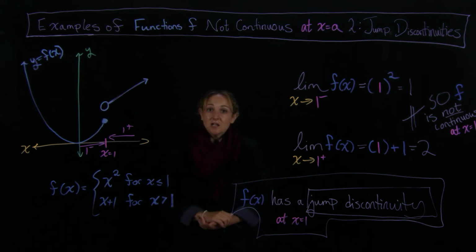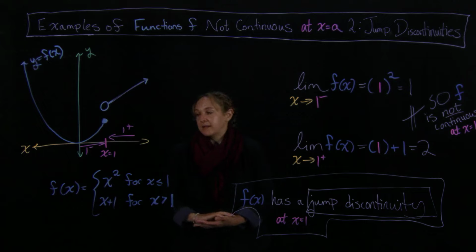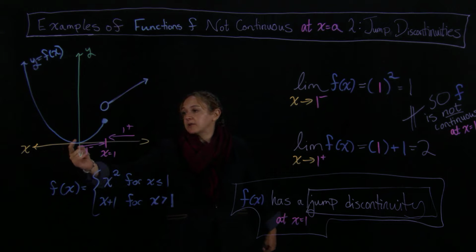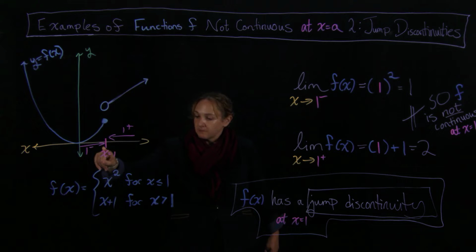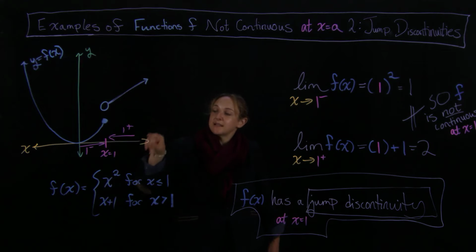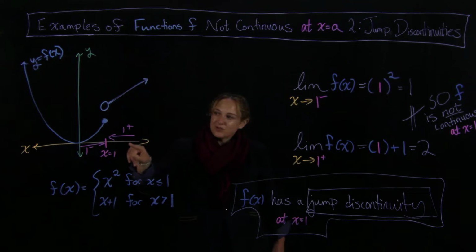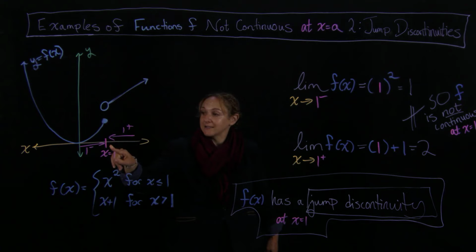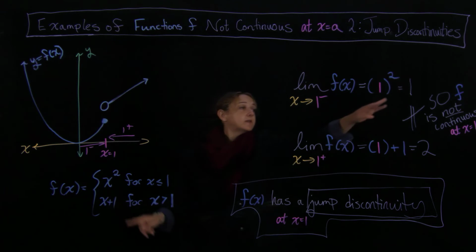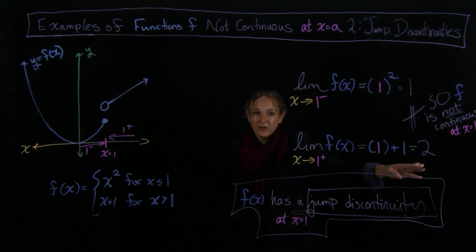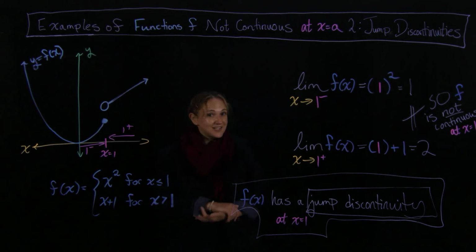So what happened here? As I put in x values that were closer and closer to 1 from the left-hand side, so I looked at values that were less than 1, I was looking at the function as being defined like this, versus as I put in values of x that were closer and closer to 1 from the right-hand side. So x is greater than 1, and my function looked like x plus 1. The values that I got as my output were different, which told me that the function is not actually continuous at that particular point, and I have a jump discontinuity.